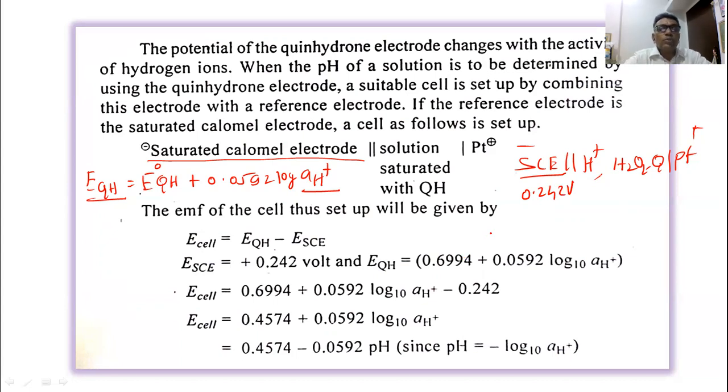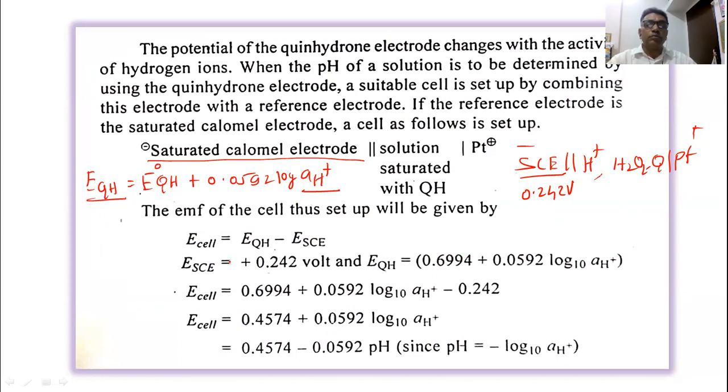Now let us see how to determine the pH of the solution using the quinhydrone electrode. That is our main aim, to determine the pH of the solution. Let us see. So for this cell, we can write the derivation now.